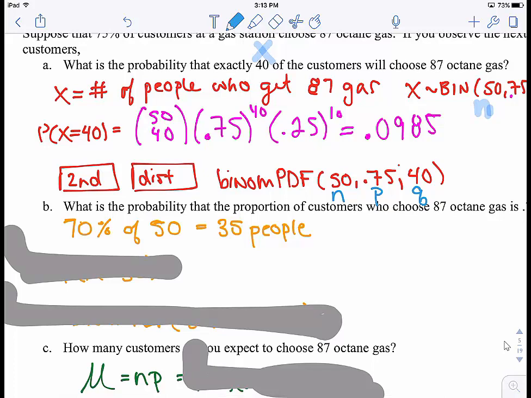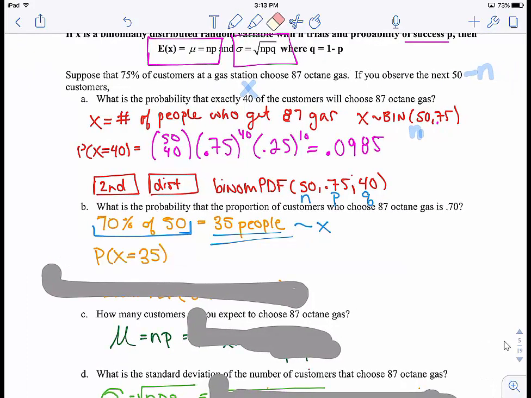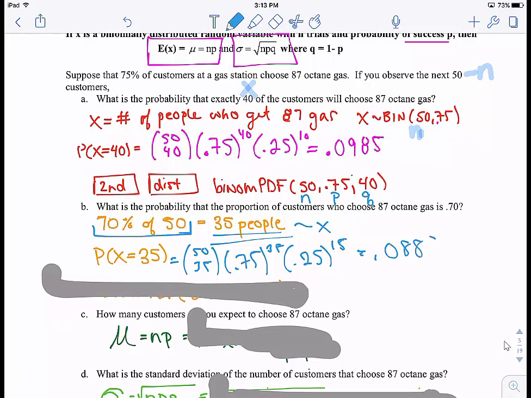All right, part B. What is the probability that the proportion of customers who choose 87 octane gas is 70%? Well, what they're asking for is, what's the chance that 70% of those 50 people got that type of gas? Well, 70% of 50 is 35 people. So that becomes our X, or how many we're looking for out of 50. So again, we want the probability of X equals 35. So 50 choose 35. Chance of success again of 0.75 happens 35 times, and 0.25 for the 15, and you should get about 0.0888 or 8.88%, and again, you could use your calculator.